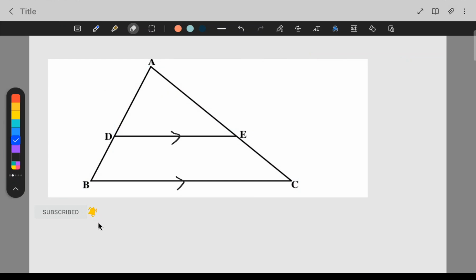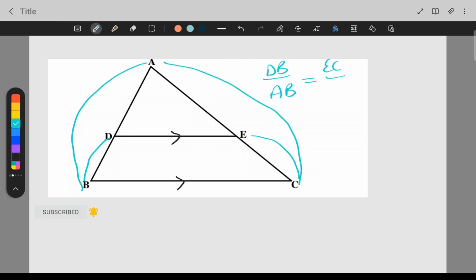Then another way to write it, you can take the bottom side first. You can say this side over the whole side. So then I go DB over the whole side is the same as this EC over this whole side AC. And the reason is the same. Prop theorem. DE parallel to BC.